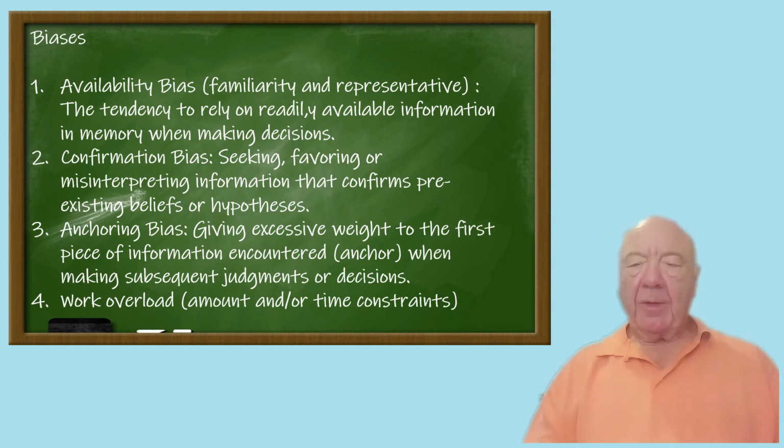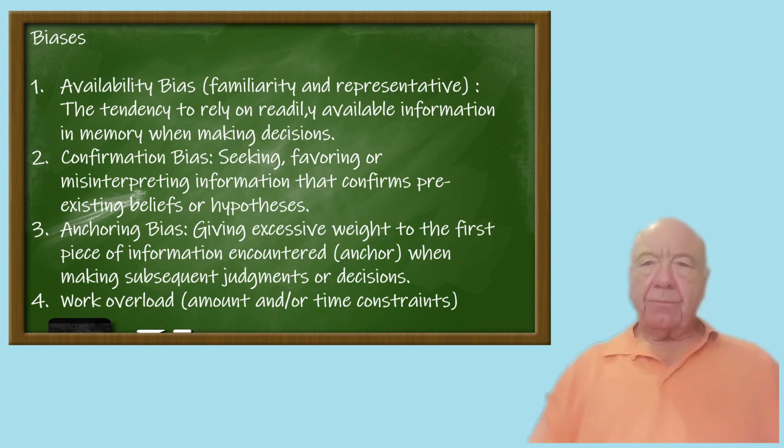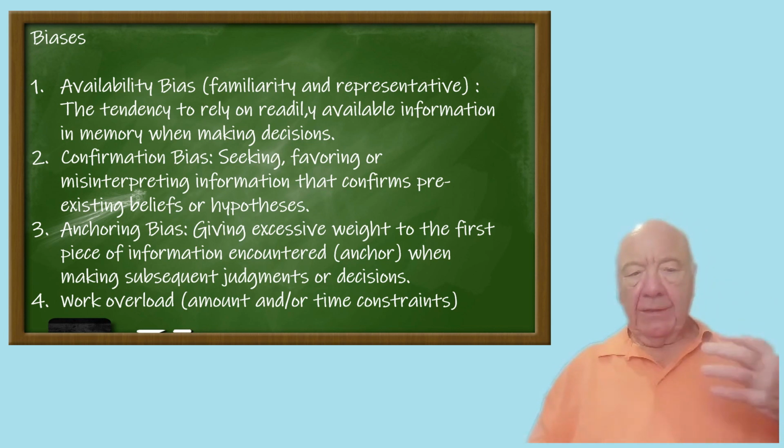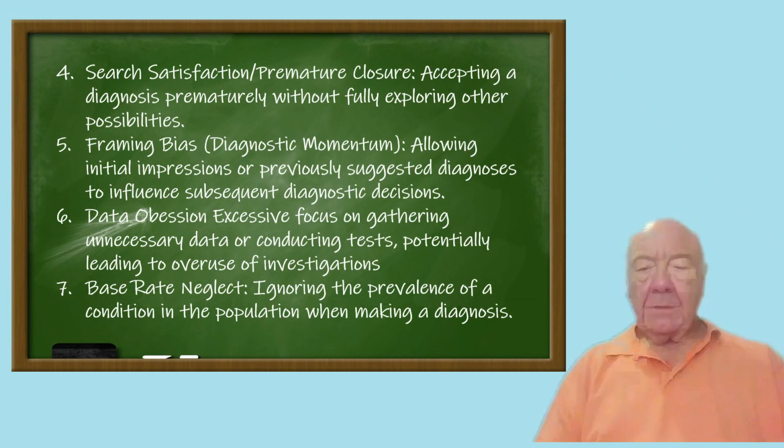There seems to be as many types of biases as there are psychologists. A lot of these biases are the same bias but with different names, and sometimes it's difficult to wade yourself through it. On the other hand, you have a named bias, and then there's subtypes of that bias. We'll take availability bias. In this case, availability bias is where you simply have a tendency towards the most available. Okay, search satisfaction or premature closure, or premature satisfaction is where you accept the diagnosis without fully exploring other possibilities.